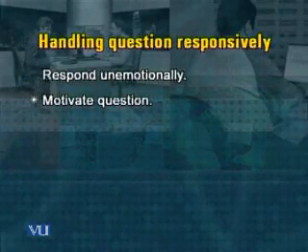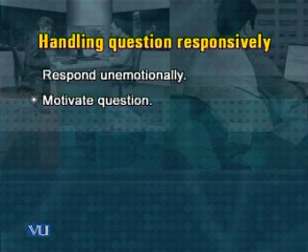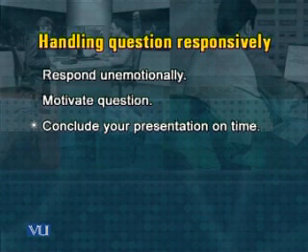Motivate the question. Maybe you come across such a situation in which people are not very willing to put up questions. In that case, you yourself can put up certain questions. So motivate the question and complete your presentation the way you started your presentation. Don't just leave the podium or the lectern at once. When you have completed your presentation, just complete it very confidently.